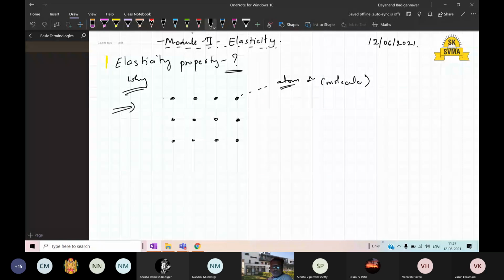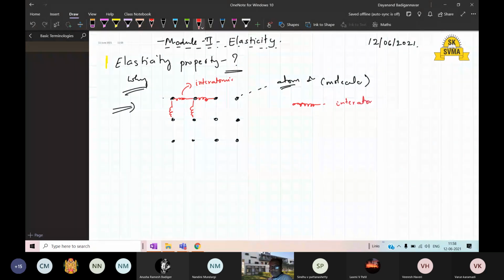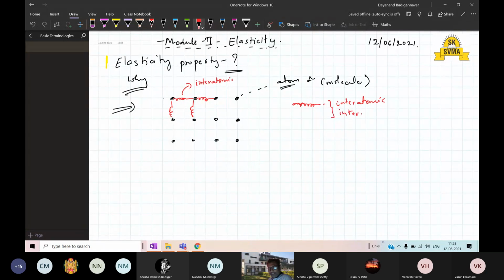One atom or one molecule is connected with the nearest atoms or molecules with a force. That force is called an intermolecular force. I can represent this intermolecular force like this. This is just a representation. These are the interatomic forces, if it is an atom, or intermolecular forces.